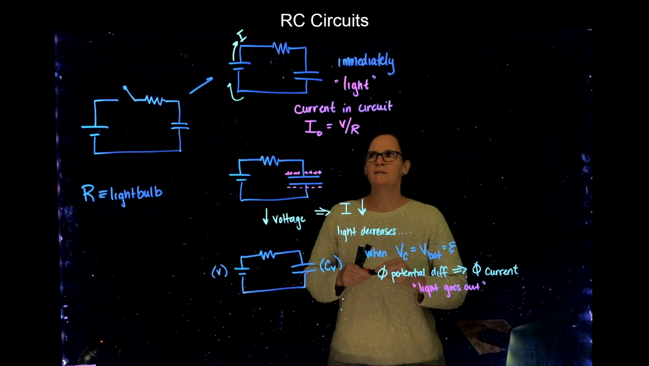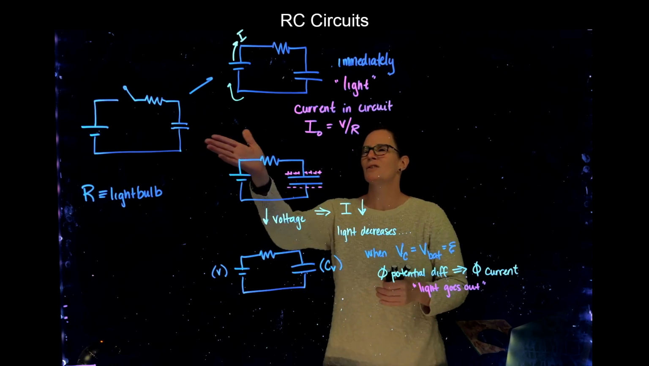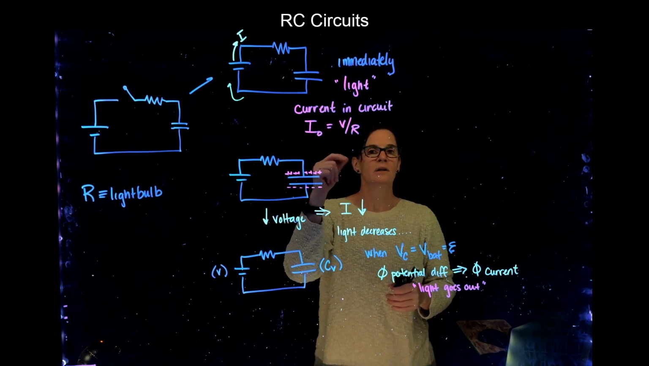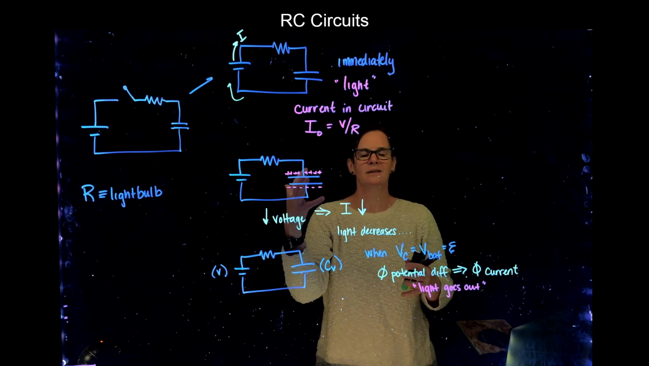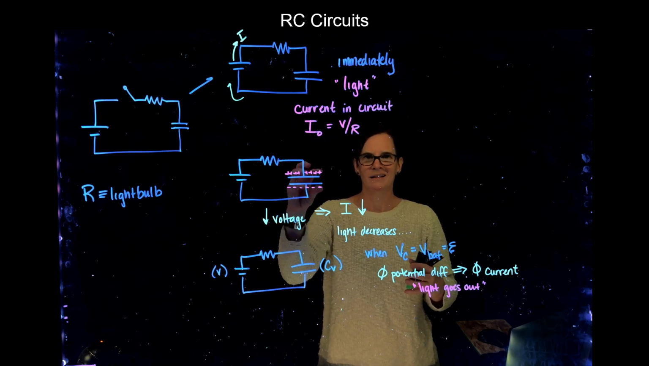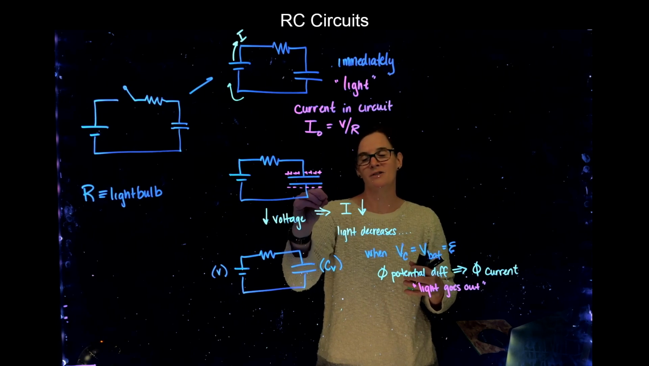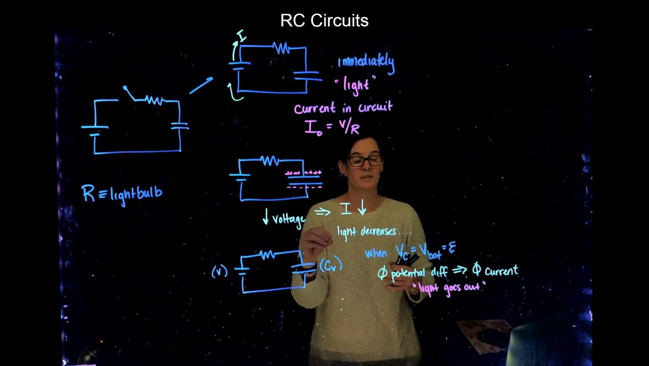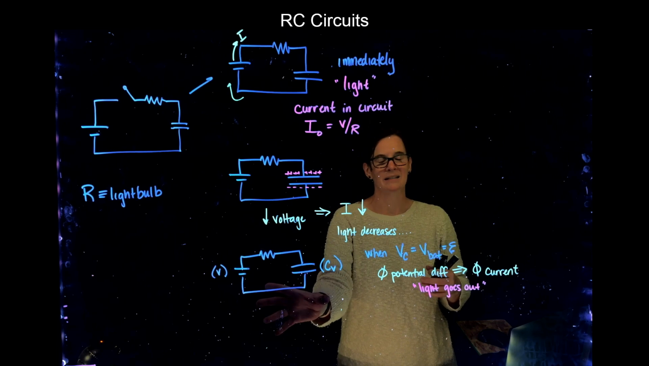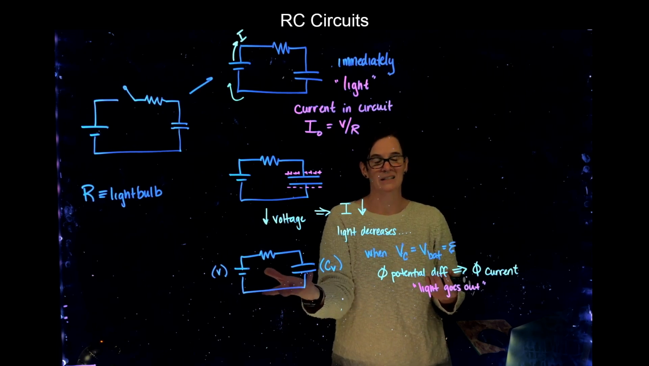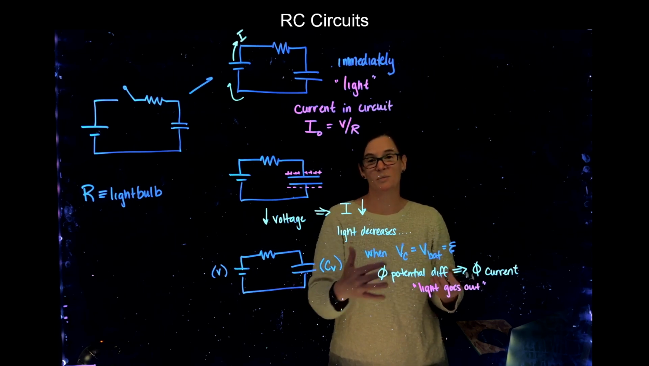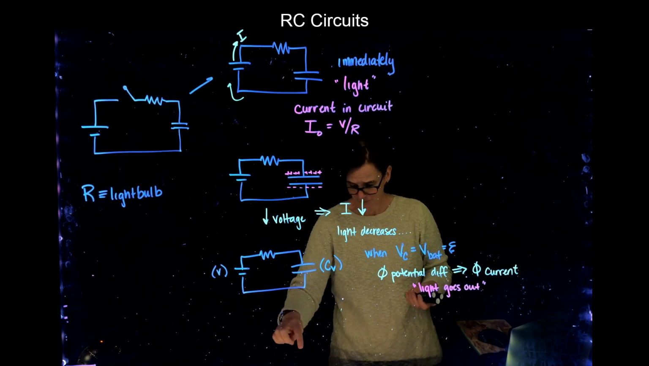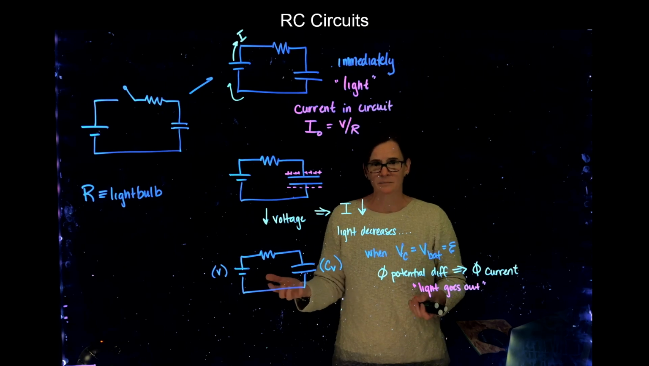So what happens when we connect a capacitor in a circuit is the light turns on, current flows, nothing's impeding the flow of current, and then as the capacitor builds up its own potential, the overall voltage of the circuit starts to go down, and we get to 0 volts. Once that happens, there's no potential difference through the circuit, and there's no potential difference across the resistor, and the light goes out.